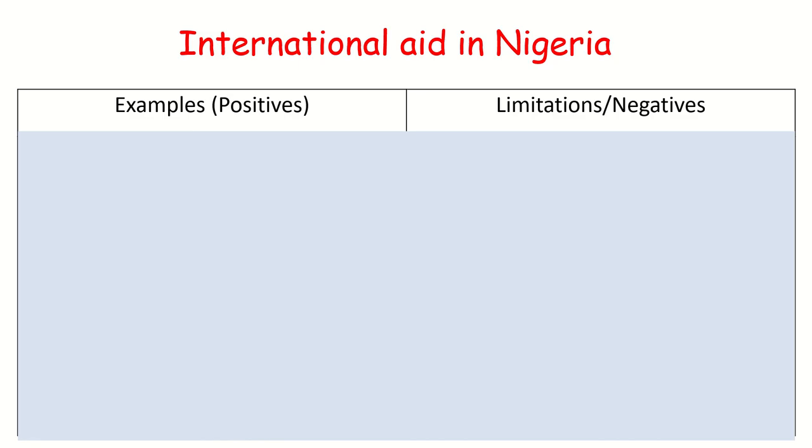So, again, pause the video, please. Can you give me any examples of aid in Nigeria and how they help? And what some of the limitations of this aid are? Why does aid not always work as a method to reduce the development gap? Pause, answer, unpause.